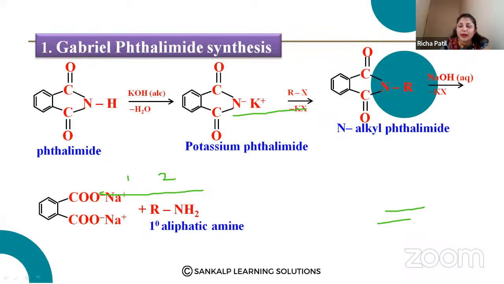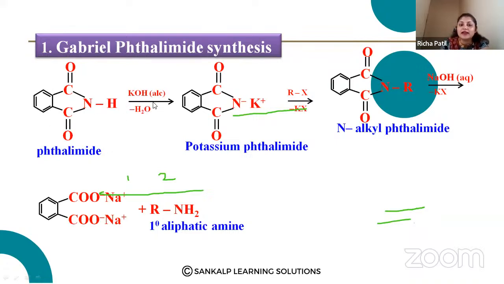What do you mean by Gabriel phthalimide synthesis? You can see here, the starting reactant taken is phthalimide. You can see C double bond O, NH, C double bond O is a phthalimide. It is an amide group. So in Gabriel phthalimide synthesis, the first reactant is your phthalimide.